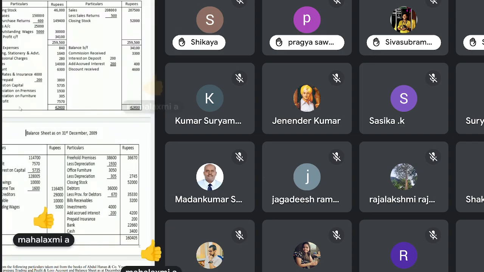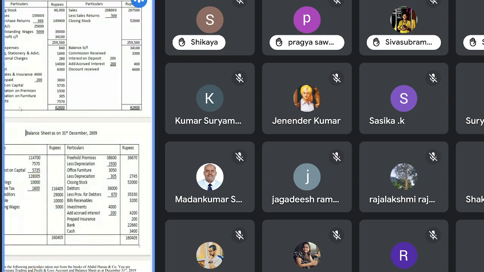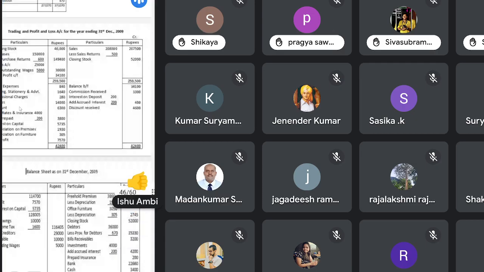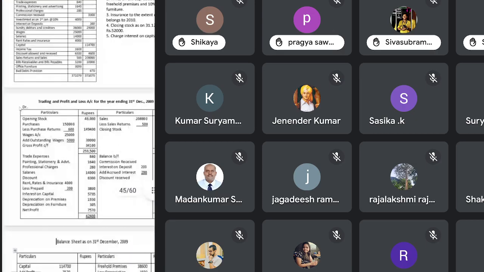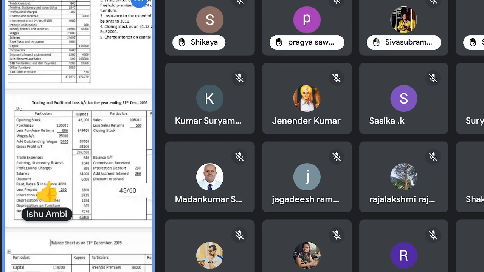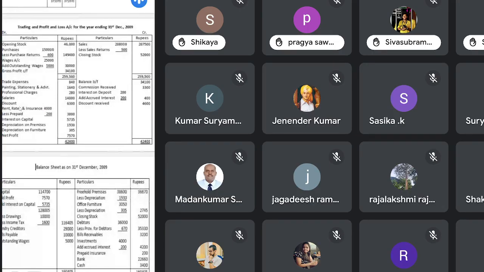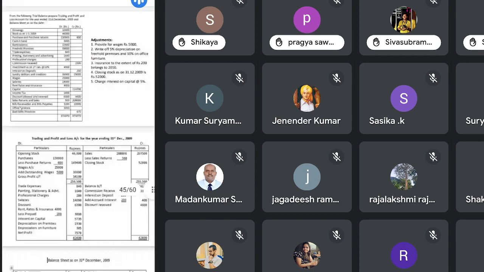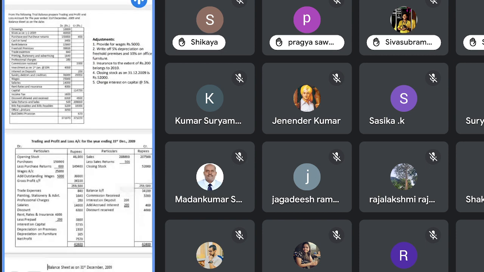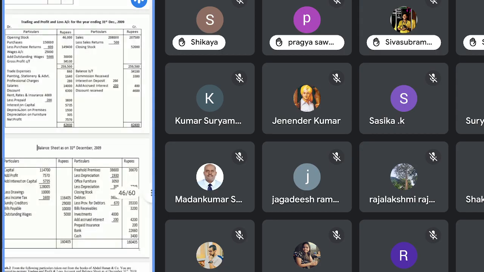Then debtors. You have to see what is given. 36,000 is given as debtors in the trial balance. Debtors minus, you see your provision for debtors, which is given in your trial balance. You have to deduct the provision for debtors and write the resulting amount. Then you have to write other current assets, that is bills receivable.